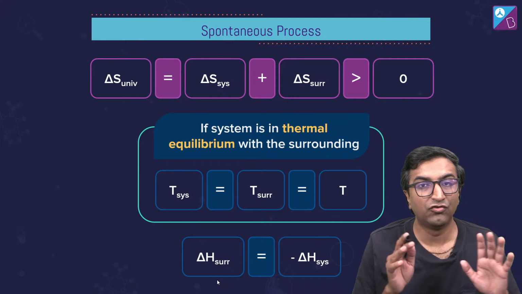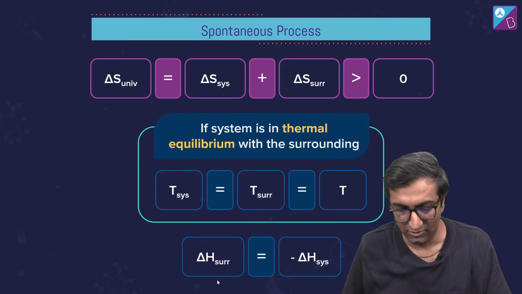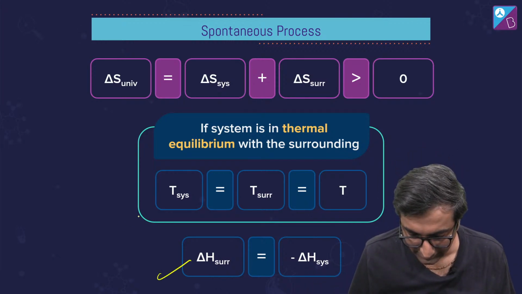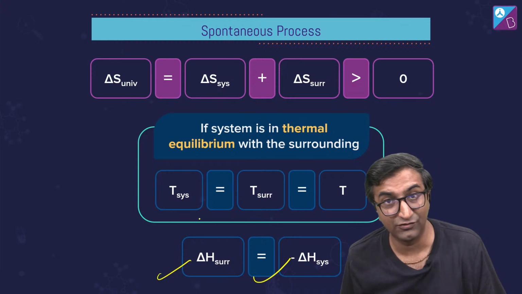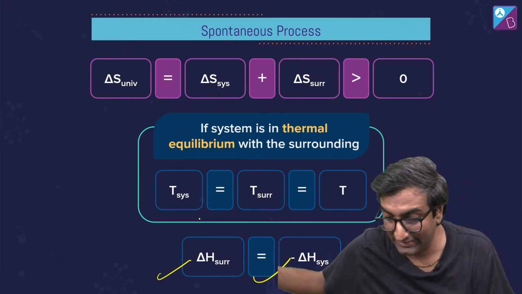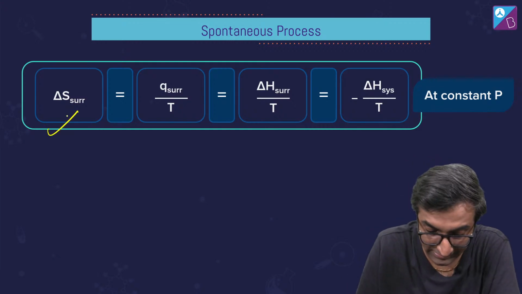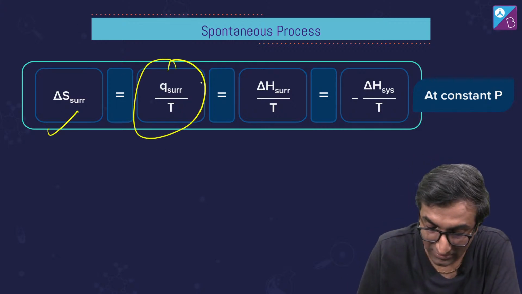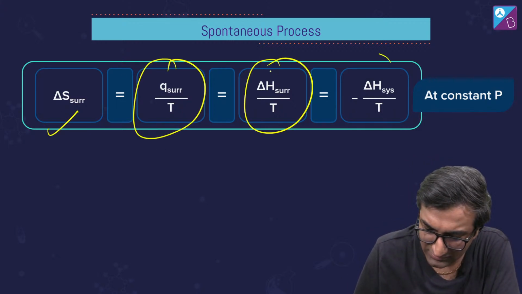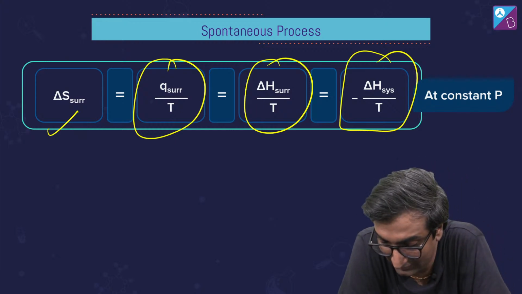So, I can say, मैंने बोला था ना, अगर heat system से जा रही है, कहाँ जा रही है? Surrounding में जाएगी. So, यहाँ से heat जा रही है, वहाँ जाएगी. So, total heat is 0, but delta H surrounding is equal to minus delta H of system. यही मैंने पहले लिखा था, I'm just writing it down here once again. So, then, I can talk about delta S of surrounding now in terms of Q surrounding by T, which is delta H surrounding by T, which is minus delta H system by T.